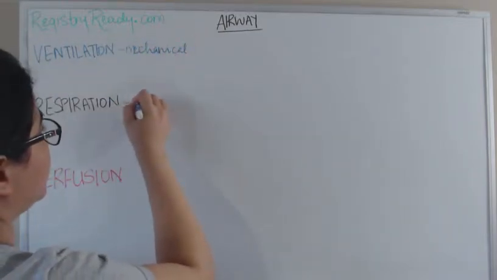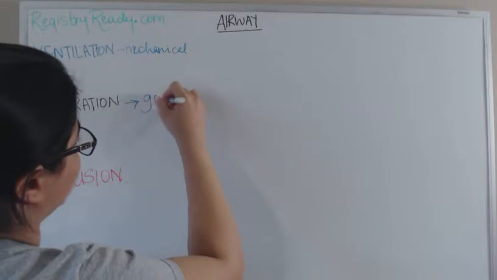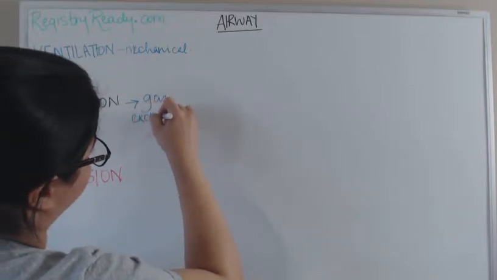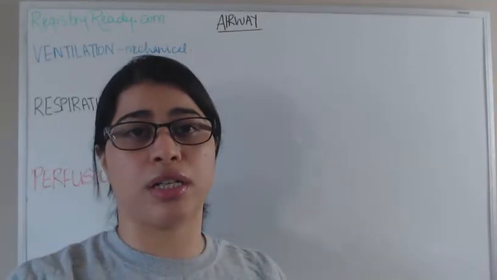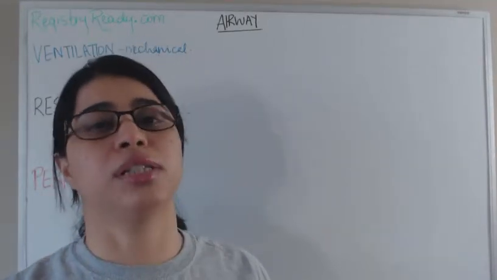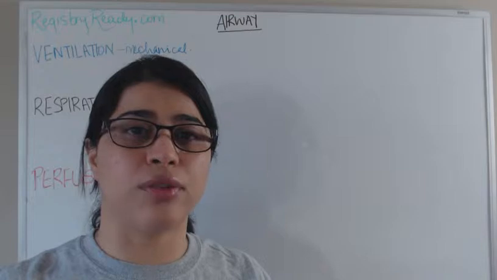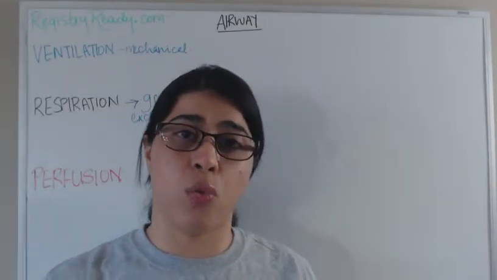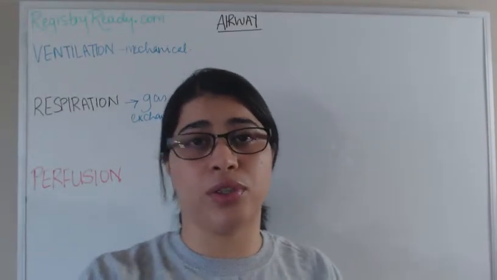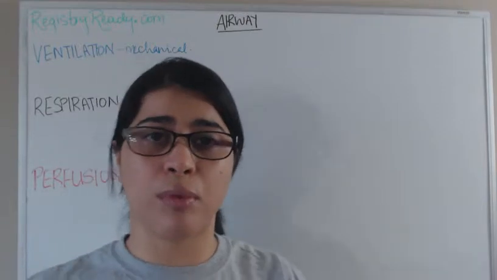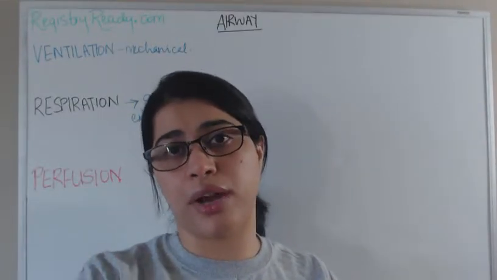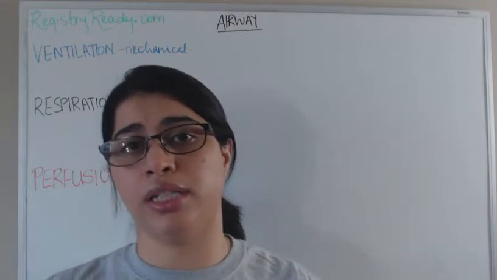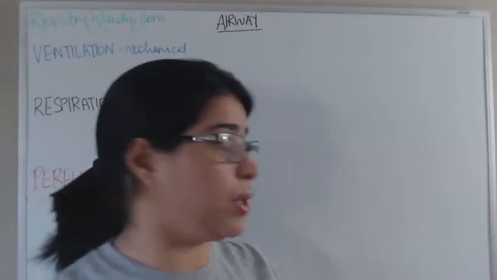Whereas respiration is understood as gas exchange. So every time there is an exchange between oxygen and carbon dioxide, we will say respiration is taking place. So there are two levels that respiration can take place. One is inside the lungs at the alveolar capillary membrane where oxygen and carbon dioxide are exchanged, and the second level is at the tissue level, again where the oxygen and carbon dioxide exchange is taking place.